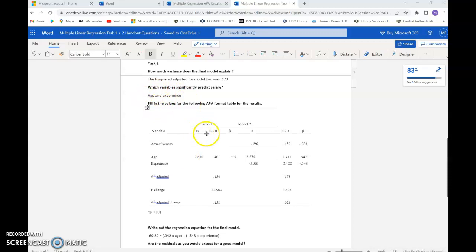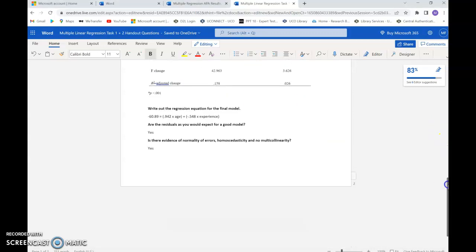And then here is my APA format table where I filled in the values. My regression equation for the final model is negative 60.89 equals 0.942 times age plus negative 0.548 times experience.